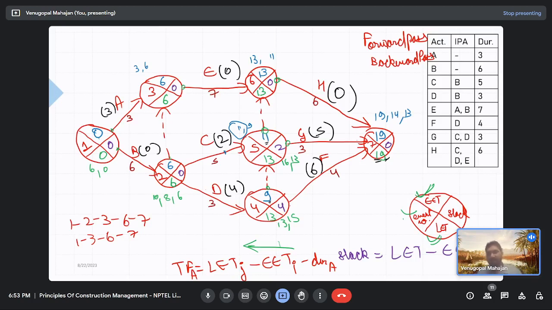Now you can see that if you follow this path 1, 3, 6, 7, there is activity A that has some total float, right? So this is not your critical path. If you follow this 1, 2, 3, 6, 7, the activity B, then the dummy activity, then activity E, then activity H, all these activities have 0 total float. So what is your critical path now? B, E and H, right?